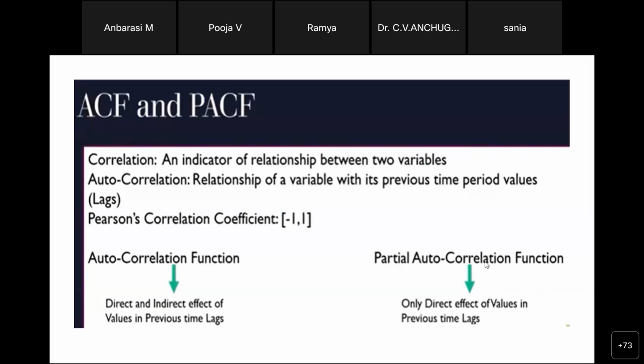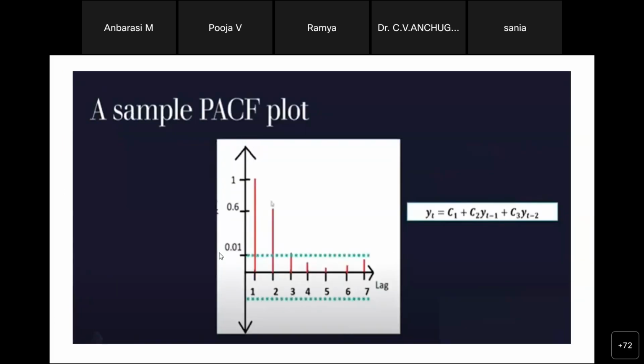But here in the partial correlation function, only the direct effect of the value, only the previous times. If I want to calculate the 4th day, then only the previous days, the 3rd day and 2nd day, will be considered. Based on that only we can predict the 4th day values. So this is an example for a partial autocorrelation plot.